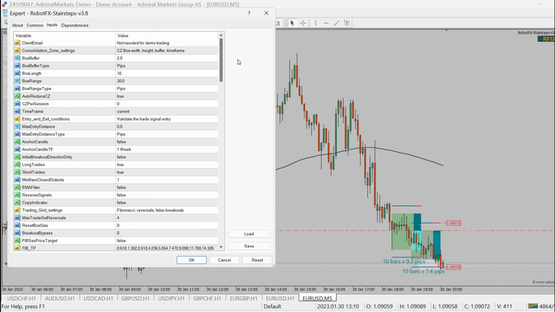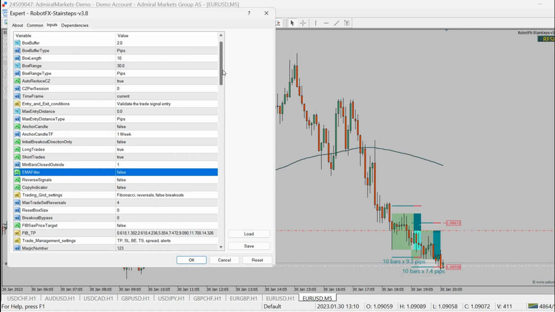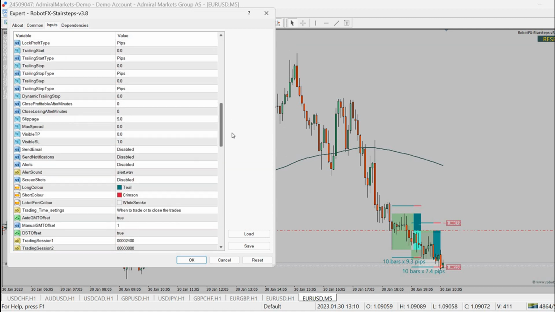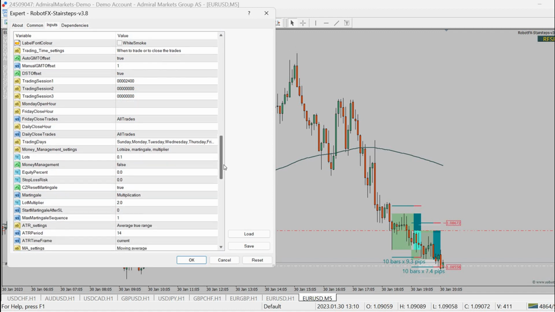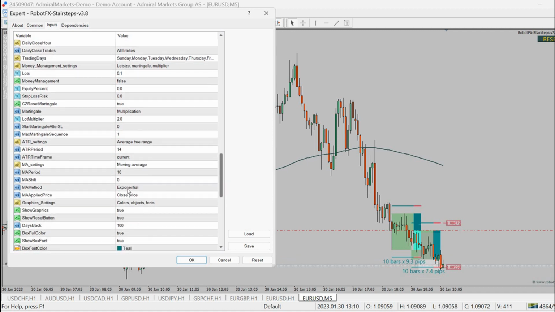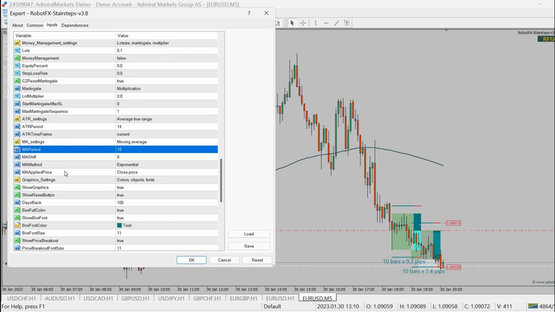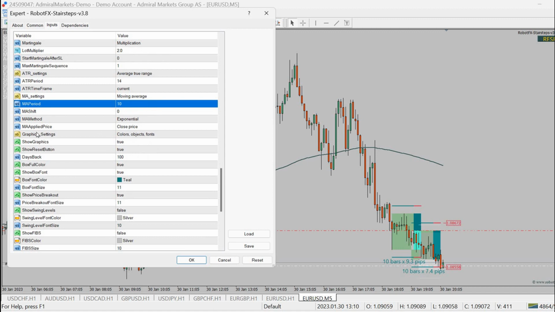Again, this is the EMA filter that is disabled on my chart right now. However, if it is used as a confirmation for the trades, the EMA filter, the moving average, because it doesn't necessarily have to be exponential, it can be simple, the moving average has to match the trading signal. So this is where we have to enter the settings for the moving average.